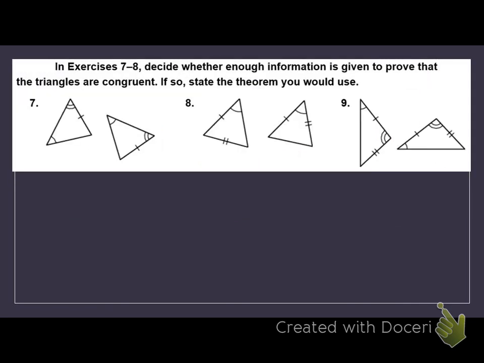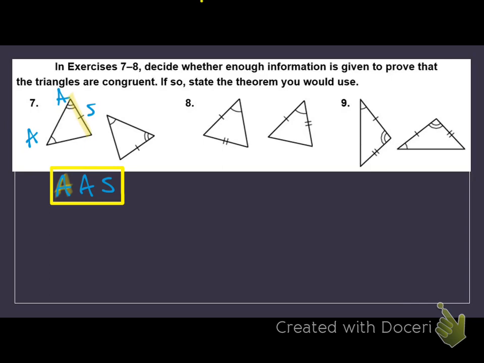How cute! Number 7. In the first triangle, we have 2 angles and a side. In the second, we have 2 angles and a side. Are they angle, side, angle, or angle, angle, side? Angle, angle, side. That side is not touching both the angles, so it is angle, angle, side.